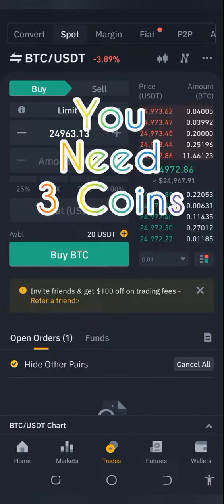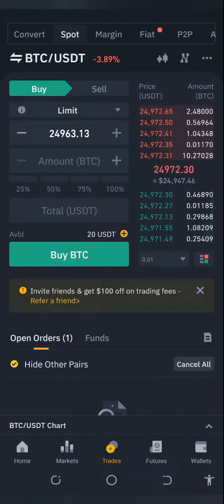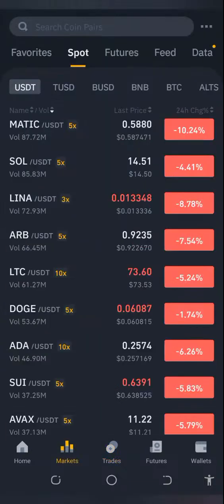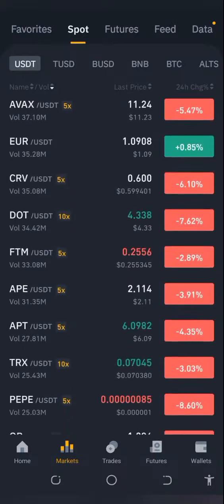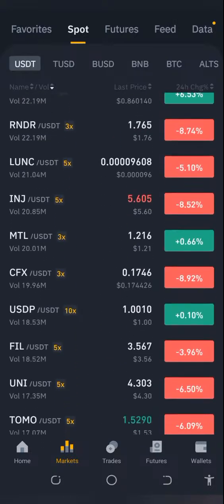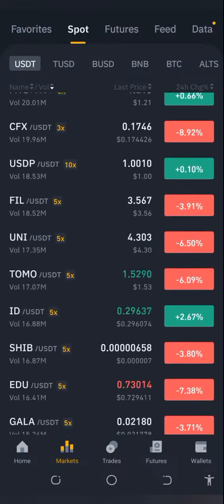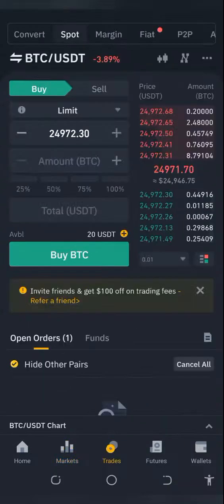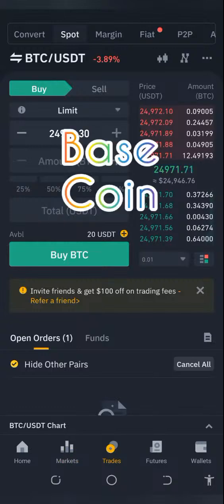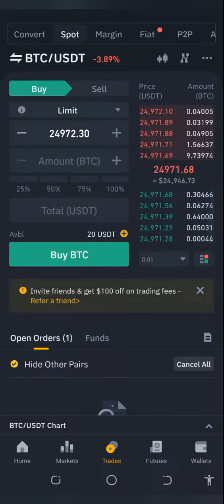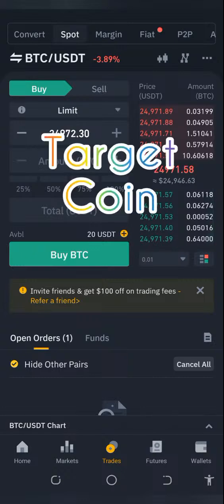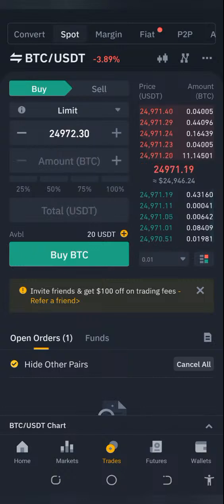First off, you need 3 coins. Look at this. We've gone to the coin section, and you can see there are so many coins here. You need to pick one. In our income strategies course, we show you how to pick the right one based on different parameters. When you pick that coin, we're going to have 3 coins. First, you need your base coin. Second, your target coin. And third, your profit coin.